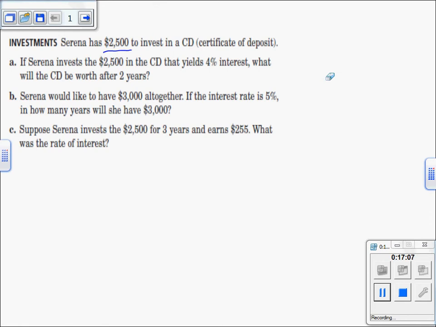Sometimes you can get it early if there's a penalty, but in this case we're just going to keep it simple. She's got a $2,500 investment. We can think of it as an investment. That's what a CD is, not a musical disc. So let's answer each of these questions.